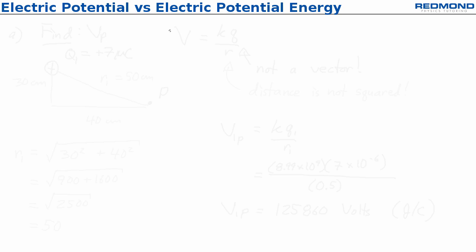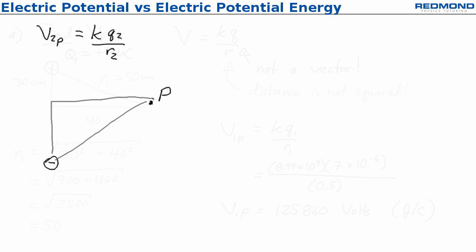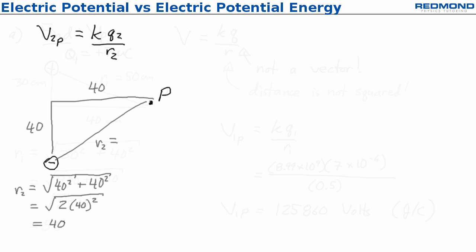So V2 at point P is going to be equal to K times Q2 over R2. And then if I draw in Q2, draw in point P, now I need to find R2. And this distance is slightly different because I don't have 30 centimeters, so I have to do different math. We have 40 over here, we have 40 over there, so R2 ends up being 56.57 centimeters.